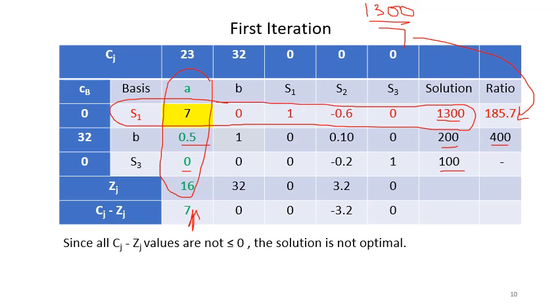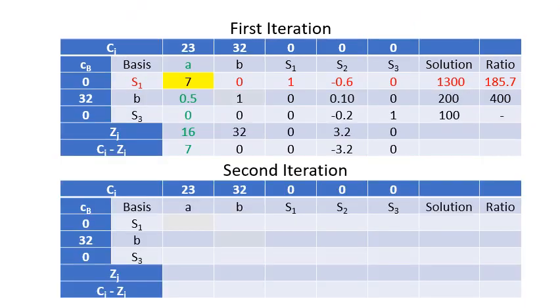So what does it indicate? It indicates A will become your entering variable, and S1 will become your leaving variable in the next iteration. And this 7 here will become the intersection element of the key column and the key row. So this becomes your pivot element. Similarly, we have to draw one more table here with the new elements, in the same way as you have done before.